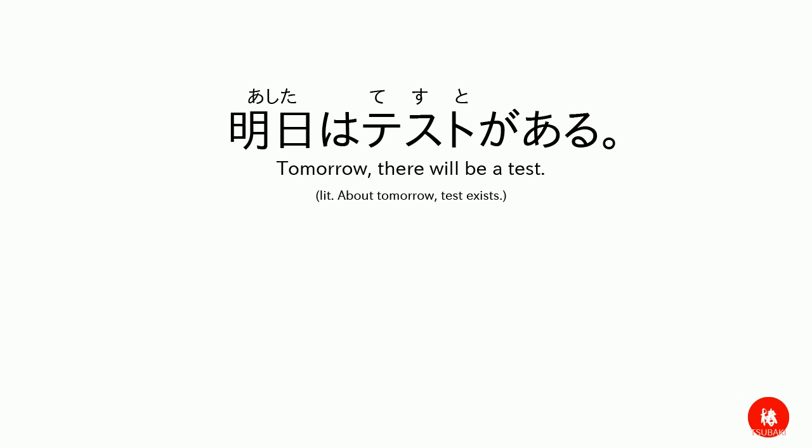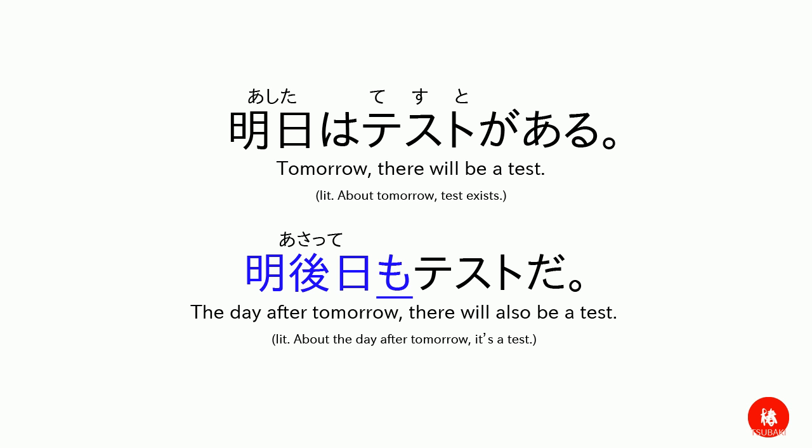So instead, what if the day after tomorrow there was also a test? Well, in this case we would say asatte mo tesuto da, or tesuto ga aru. So in this case we substitute the wa particle again with mo, and this time we say there is also a test the day after tomorrow. So you see that this particle is very useful to connect what we are discussing, and when you carry on a conversation, and given the context, you can use the mo particle to show that something is also something that you were talking about. So asatte mo tesuto da.